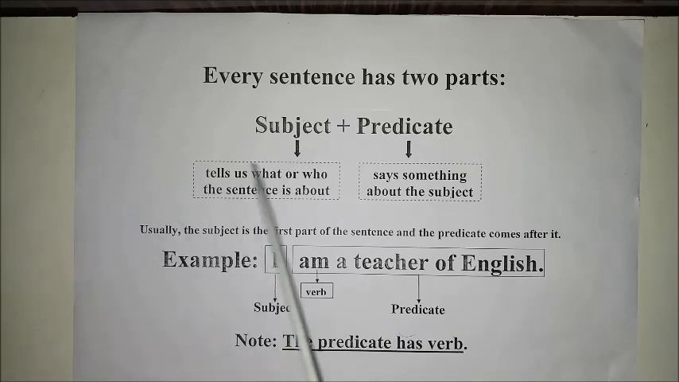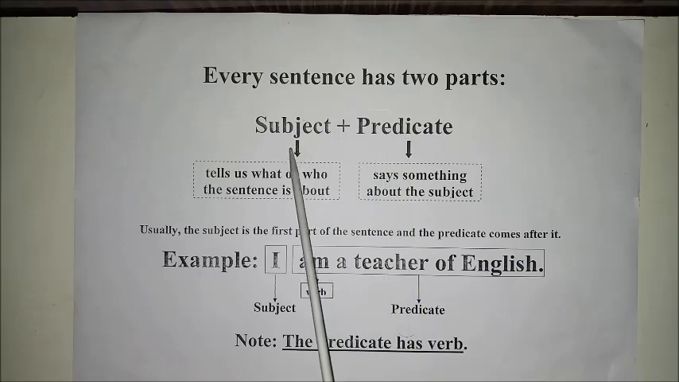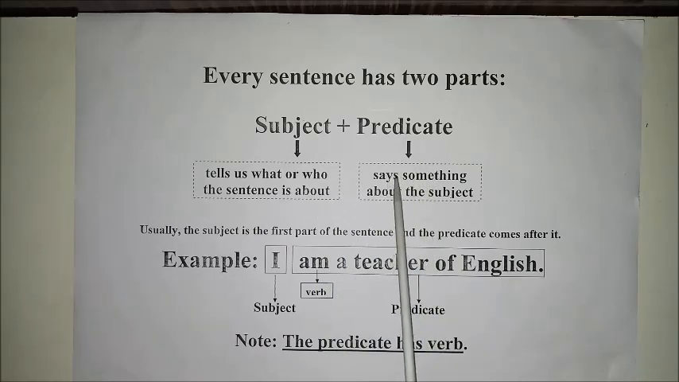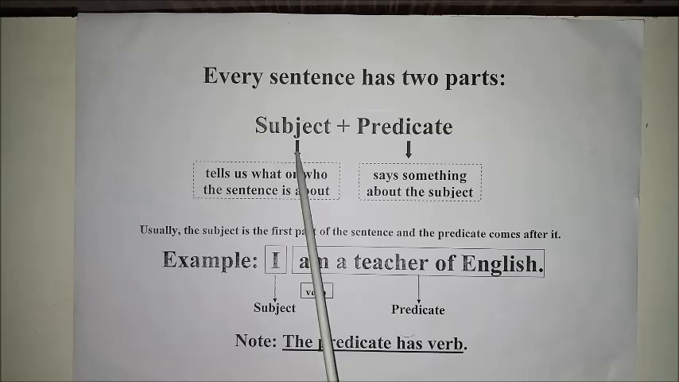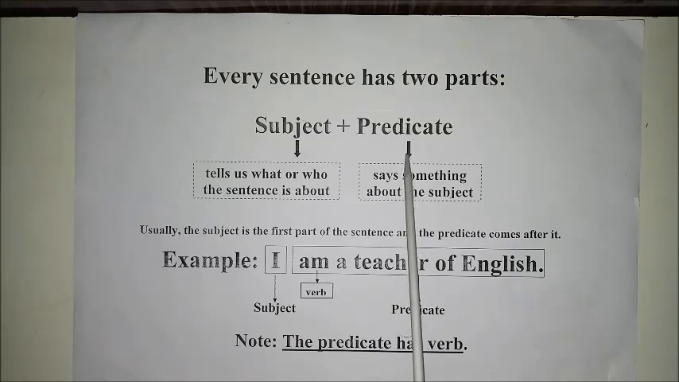Today we shall study about the subject and the predicate. Every sentence has two parts, subject and predicate. Subject is that part of the sentence which tells us what or who the sentence is about, whereas the predicate is that part of the sentence which says something about the subject. In other words, we can say that the subject is the topic of the sentence and the predicate is that part which gives us some information about the subject.